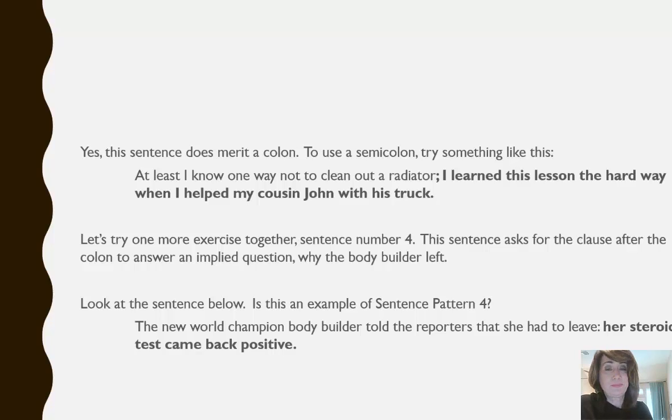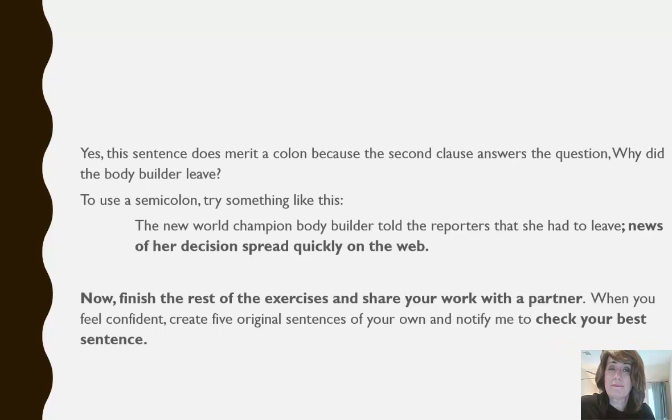Sentence number 4. This sentence asks for the clause after the colon to answer an implied question. Why the bodybuilder left? Look at the sentence below. Is this an example of sentence pattern 3? Yes, it does merit a colon because the second clause answers the question, why did the bodybuilder leave? To use a semicolon, try something like this.